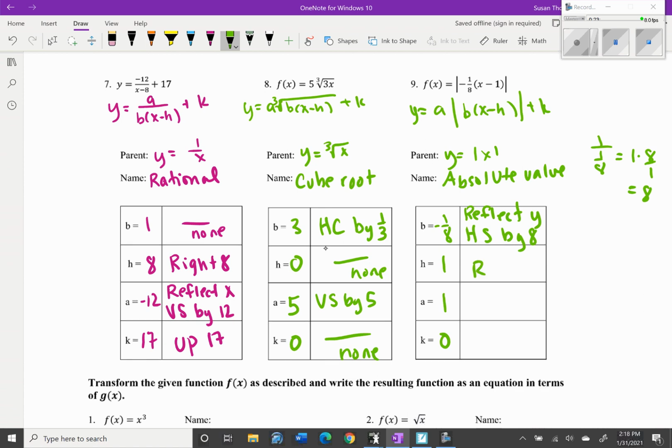This moves it right 1. When a is 1, 1 times anything doesn't change your graph, so this doesn't do any transformations, and neither does the plus 0.